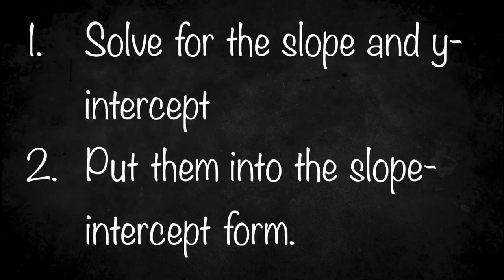So, to write an equation of a line in slope-intercept form, there are 2 steps. 1. Solve for the slope and y-intercept if the y-intercept is not already given to you. 2. Put them into slope-intercept form. So if we have the slope and y-intercept, the slope would go there instead of m, and the y-intercept instead of b. So now, let's solve a problem using these 2 steps.